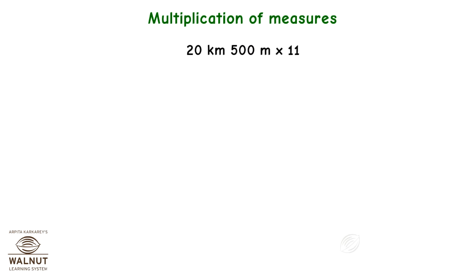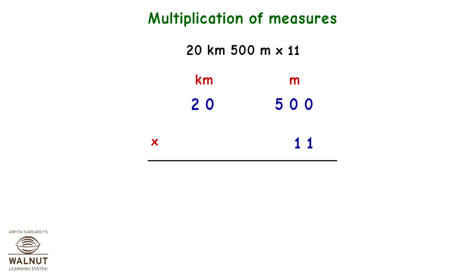20 kilometers and 500 meters into 11. We write the units. Below that we write the measures. Then we get ready to multiply. Look at the unit under meters. We can see that we have to adjust it.